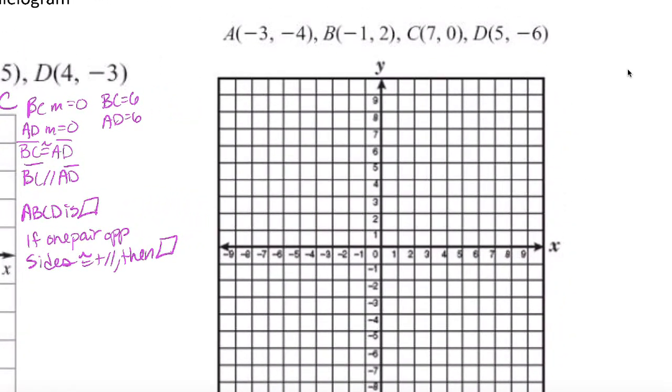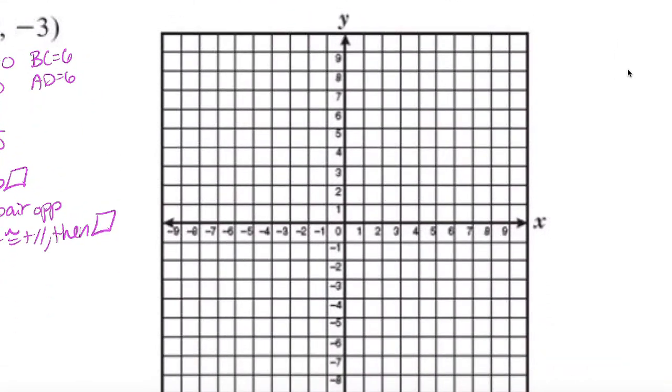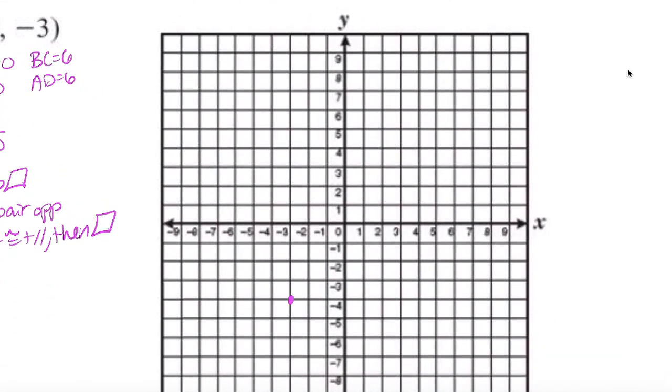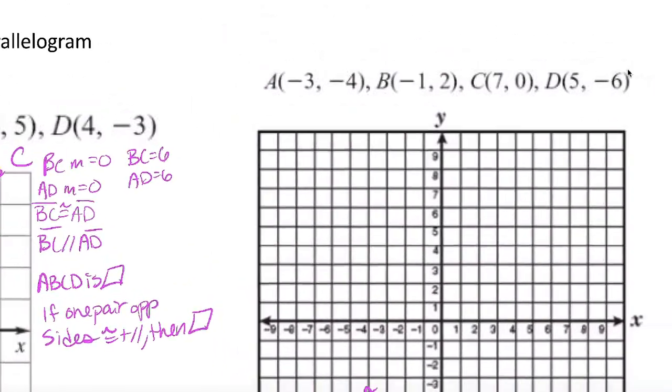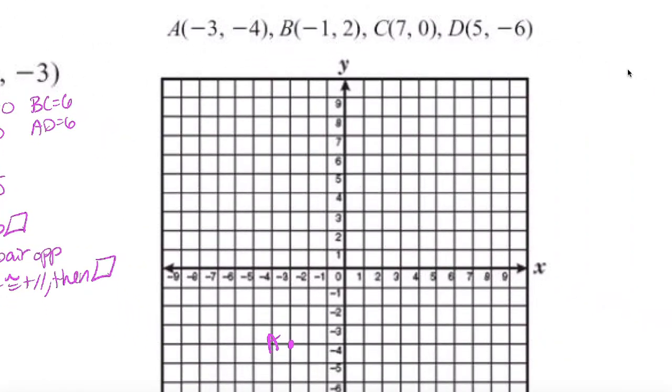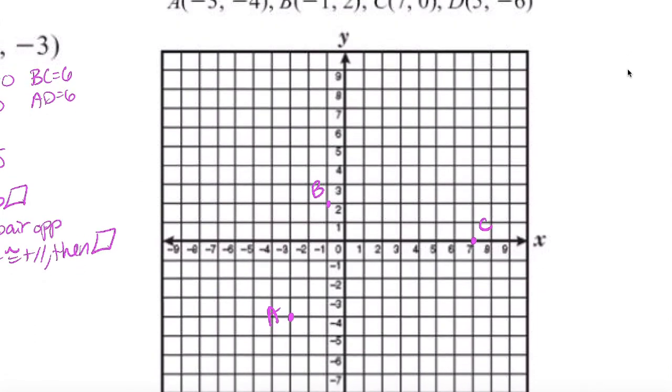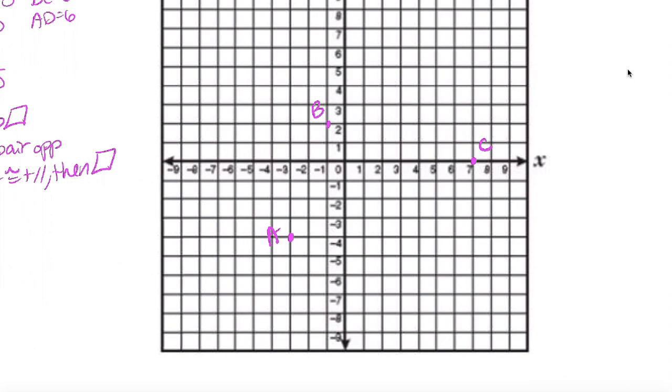Here we have A, B, C, D. A is at -3, -4. I'm going to use my favorite method on this one. B is at -1, 2. C is at 7, 0. And D is at 5, -6.